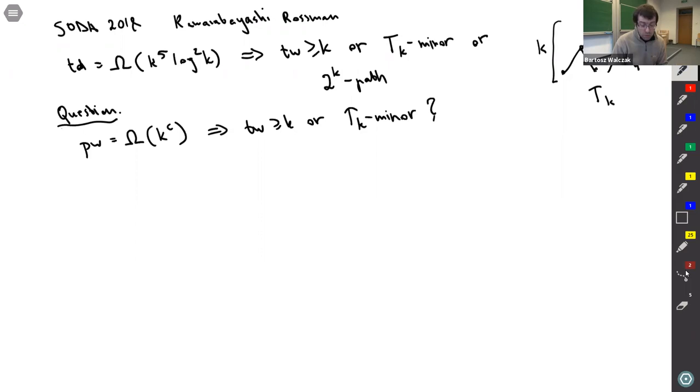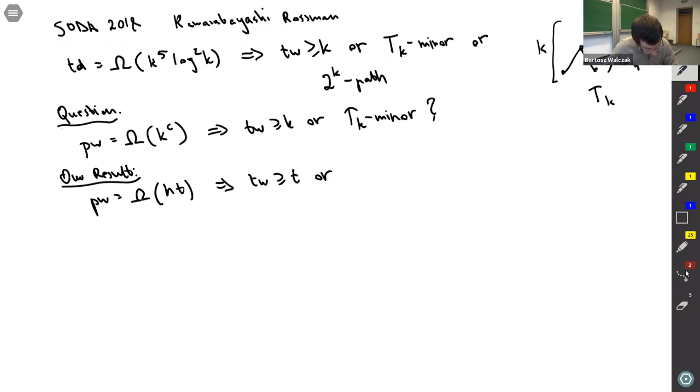So the result which I'm going to present today is a proof that this is indeed the case. Our result shows that if the pathwidth is of the order h times t, then the treewidth is at least t, or we have a th minor. But before I proceed with this, let me show you some more motivation.